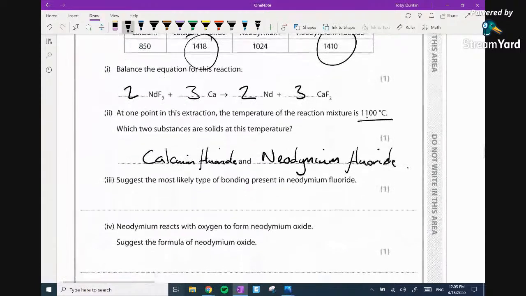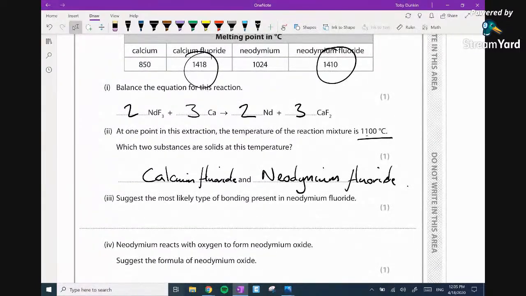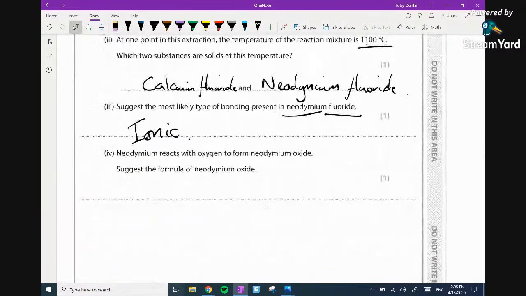Next, suggest the most likely type of bonding present in neodymium fluoride. It's going to be ionic. And that, of course, is simply metal, non-metal. We learned that rule at GCSE. That rule, by the way, is not lost at A-level. It is a great rule, but there are exceptions to it. So don't ever lose that rule. It's a great rule. If someone gave me a random compound and asked me if it was ionic or covalent, I'd run that rule.